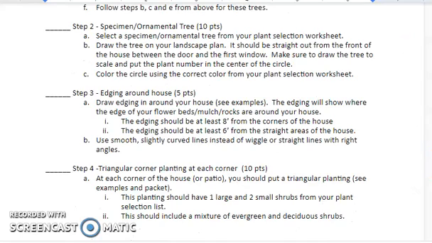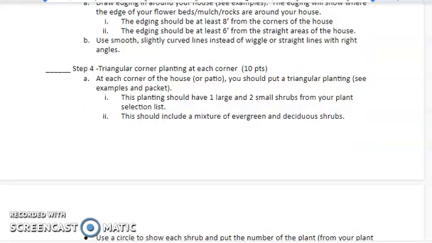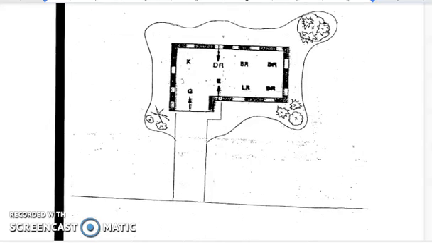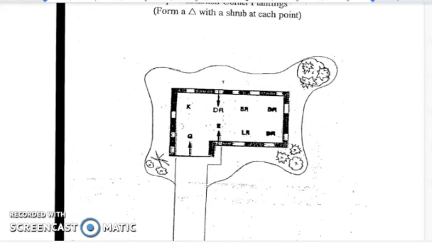So putting your edging in is the next step. Then you're going to add a triangular planting at each corner. If I go ahead to the next one, you can see here, you're just going to use circles.